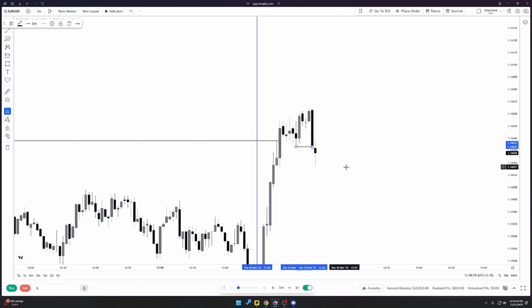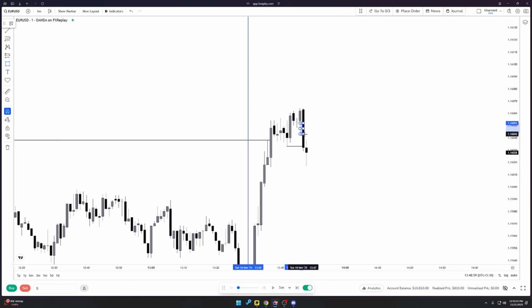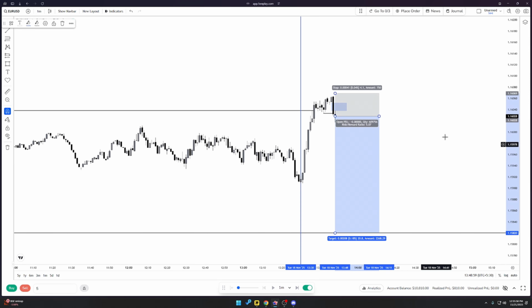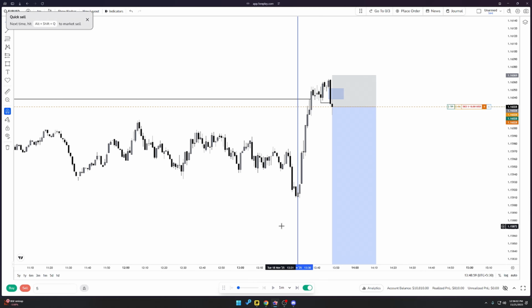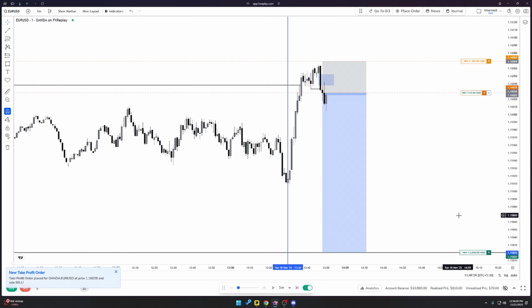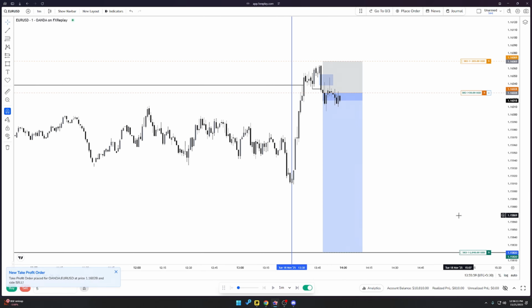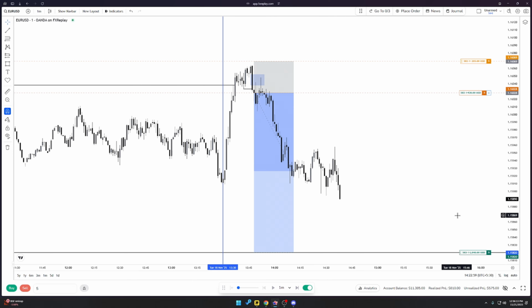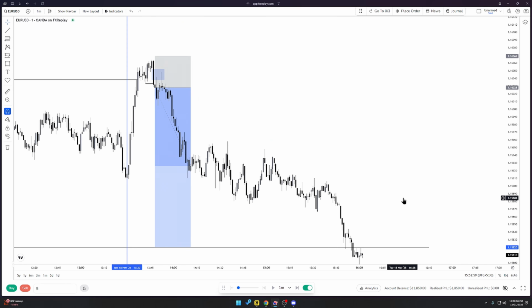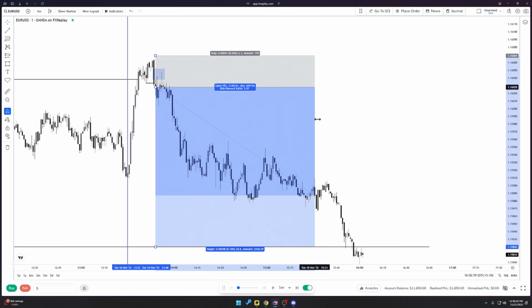Here we have a market structure shift and a fair value gap. So we enter short, place our stop above the high, and target the sell side liquidity. The market triggers our order and starts moving downward. You can see how huge the risk to reward ratio is that it is giving us. You can see we got a clean and quick target.